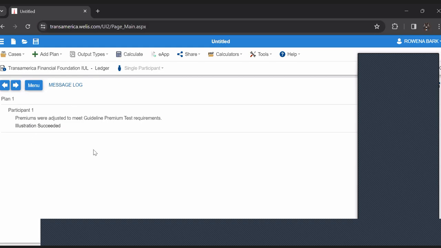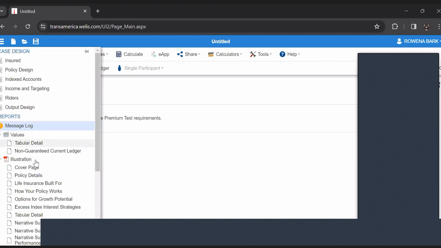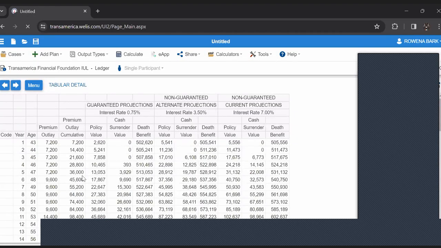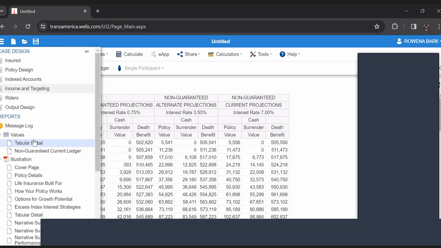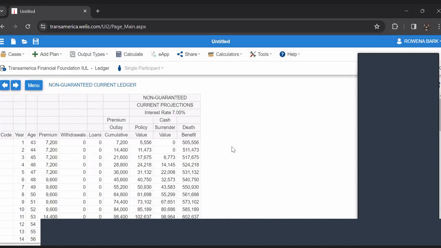Okay. So go to the illustration. Click on the non-guaranteed value, so we just see that one. I don't need to see all those. Go back to that menu. I'm going to teach you this real quick. Just click on the non-guaranteed. There you go. So it only shows you the 7% column. You see that? It got rid of the other columns to keep it clean.